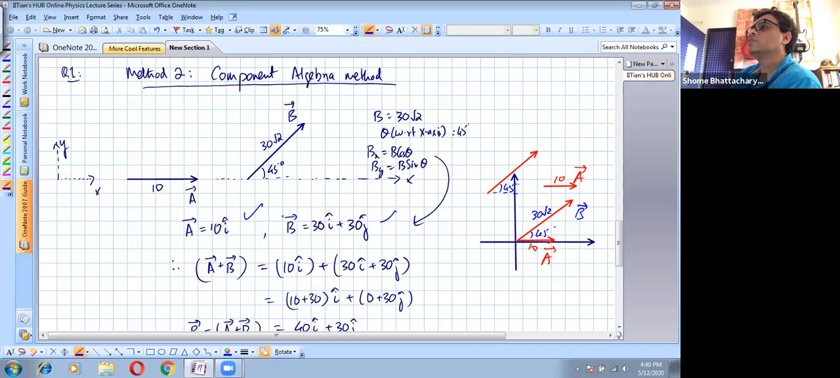So for this, it doesn't matter where A is. I'm just interested in B. And for this, it doesn't matter where B is. I'm just interested in A. That's why I draw them independently. Okay.